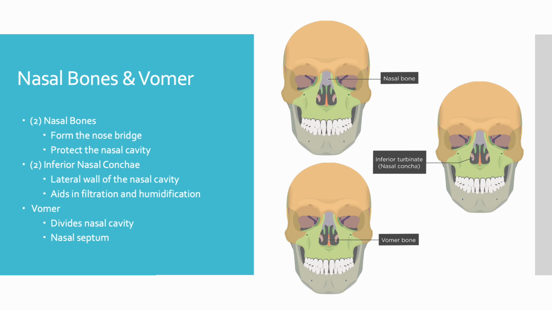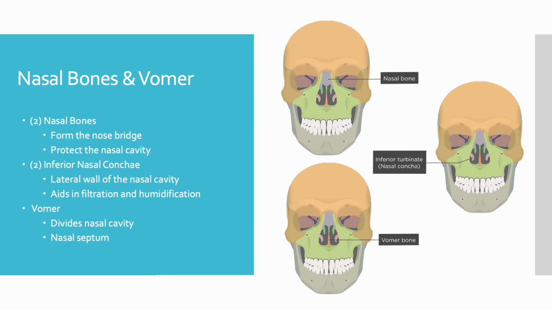Nasal bones. So our nose is made up of two sets of bones and one individual bone. First we have our nasal bones. These are the bones that form the bridge of our nose. They protect our nasal cavity. Then we have the inferior nasal conchae. This forms the lateral wall of our nasal cavity. So the outside wall. These aid in filtration and humidification of the air.